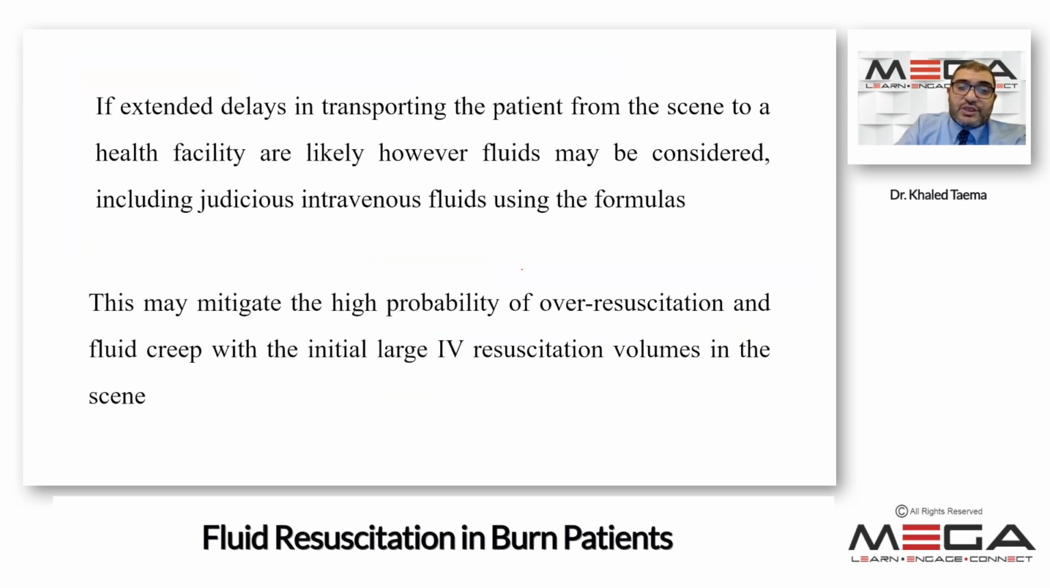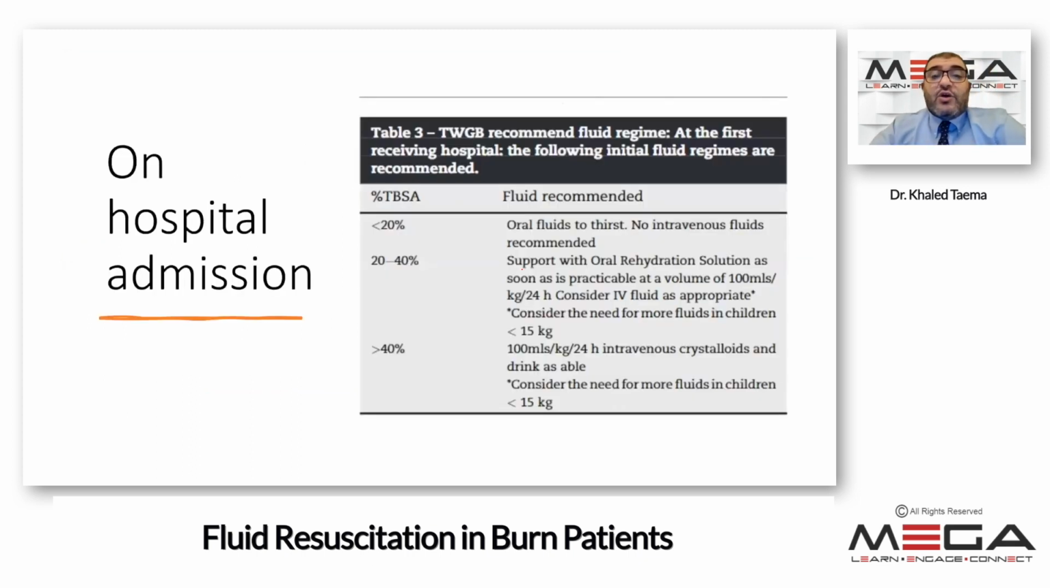This is to mitigate the high probability of over-resuscitation and fluid creep when the initial high IV fluid resuscitation is used. On hospital admission, if the burn is more than 20%, then they proposed, again in mass casualty incidents only, to use a fixed rate of 100 milliliters per kg, and if it is from 20 to 40, to be oral, and if it is more than 40, to be IV fluid.